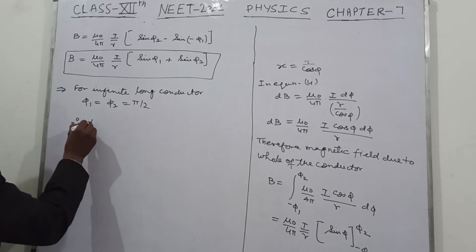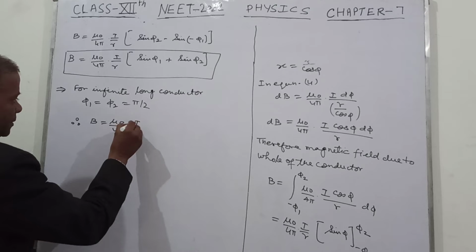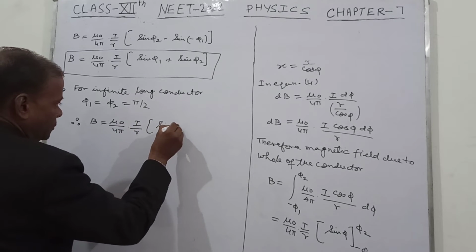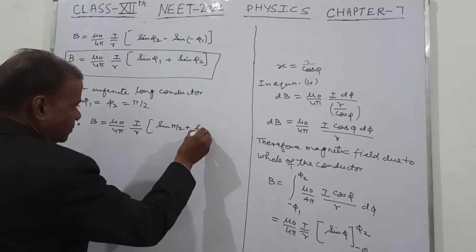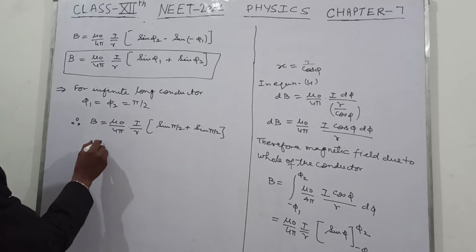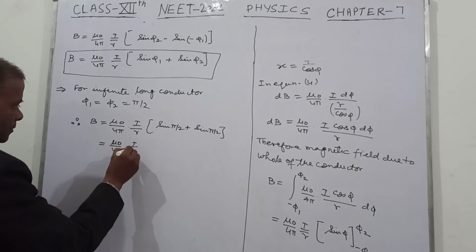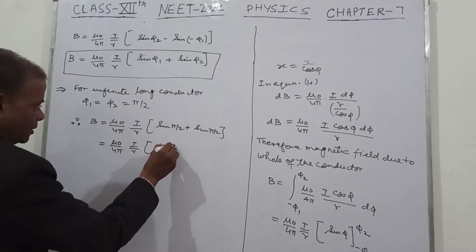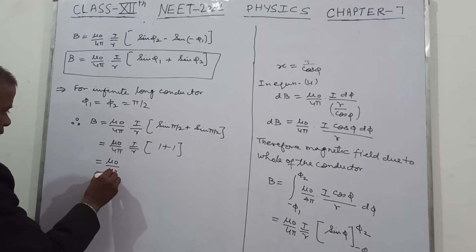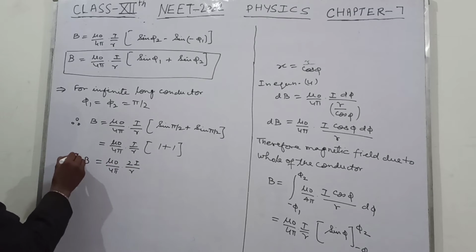Therefore, what we have is mu naught upon 4 pi into I upon R. This is now sin pi by 2 plus sin pi by 2. This is now 1 and 1, so this is now 2 mu naught upon 4 pi I upon R. This is now 1 plus 1, so this is mu naught upon 4 pi into 2I upon R. This is now your B.